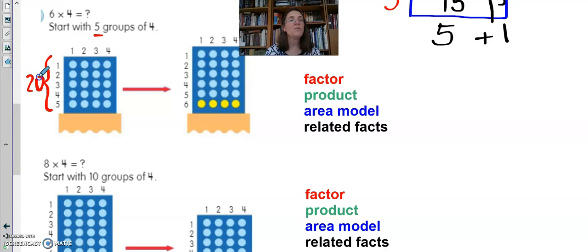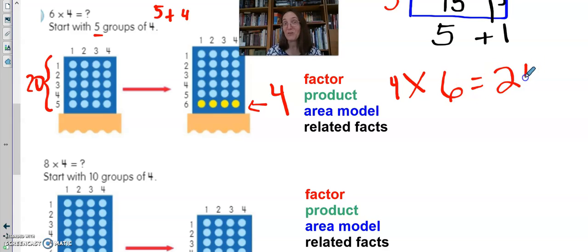Well, if I know already that 6 is the same as 5 plus 1, I could just do 4 times 5 and add another 4. That would be 20 plus this 4 right here, and all of a sudden, 4 times 6 is 24.